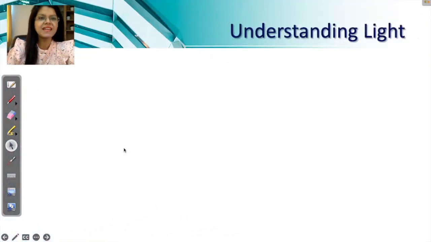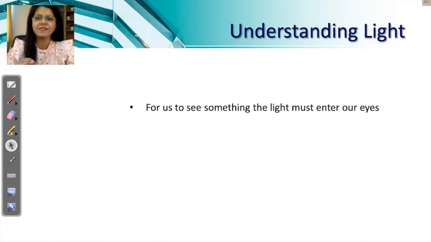So let us start with understanding light and how we see things. It is very important that we understand how we see things to understand what more will come in this chapter. So how do we see things? For us to see something, the light must enter our eyes. Our eyes are sense organs which detect light. So if you want to see something, the light must be entering the eye.